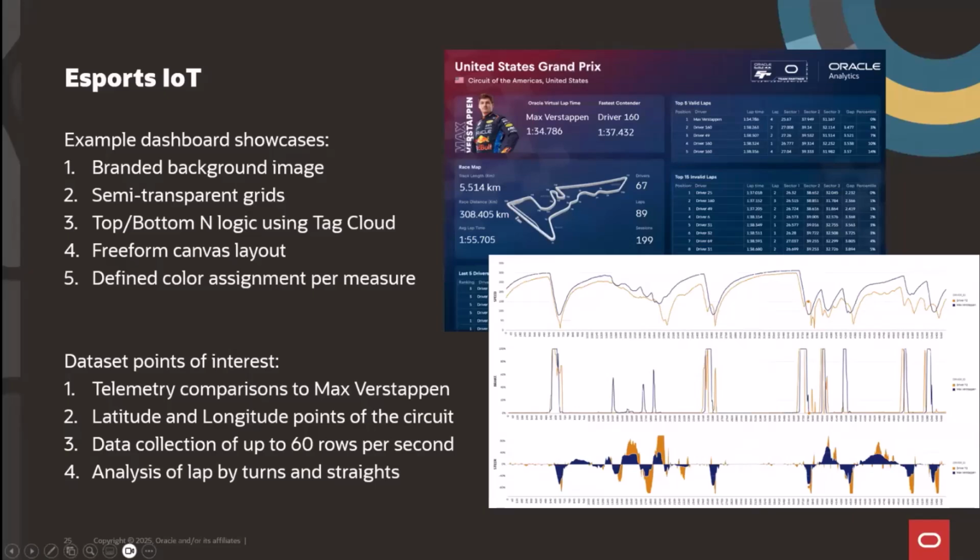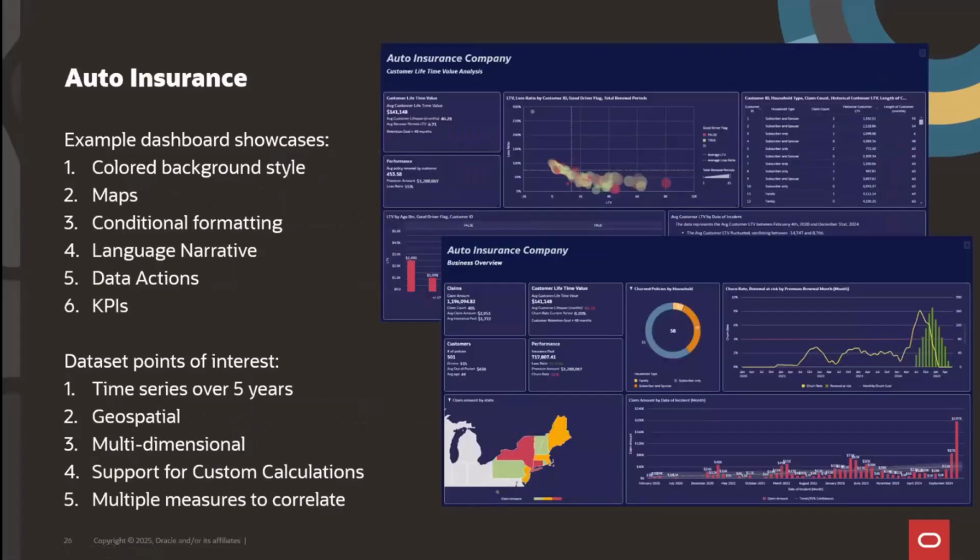So you saw some of the telemetry comparisons. The latitude and longitude points are the mapping that Philippe was able to show for the track. If we go to the next one, I just want to touch on two quick items on the insurance. Opening up these DVAs allows you to see some of these representations of the dashboard visualizations that are on there.